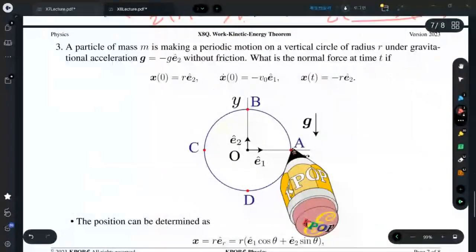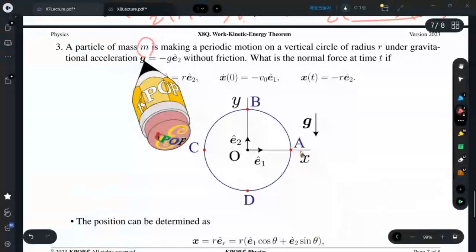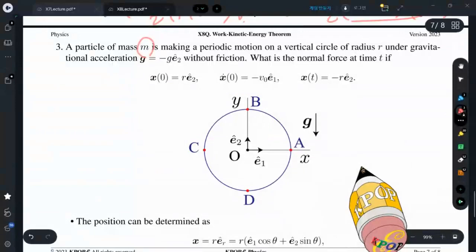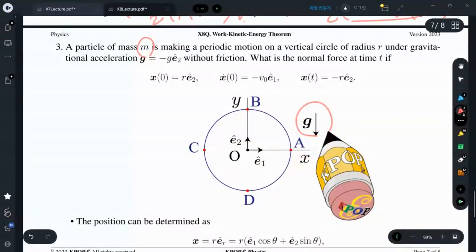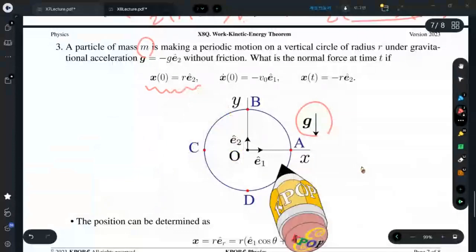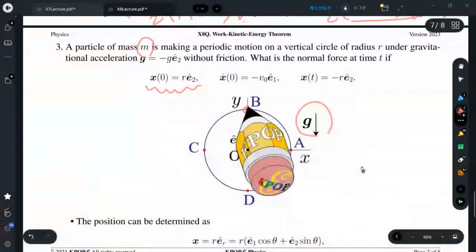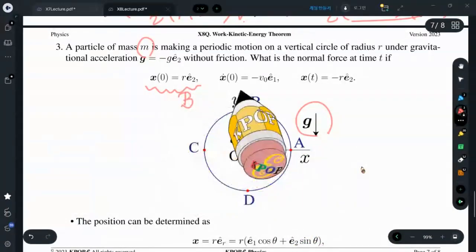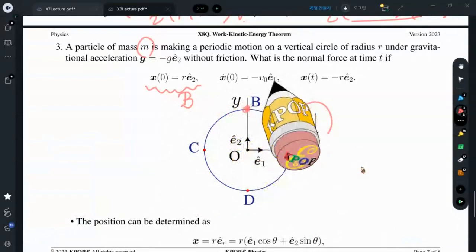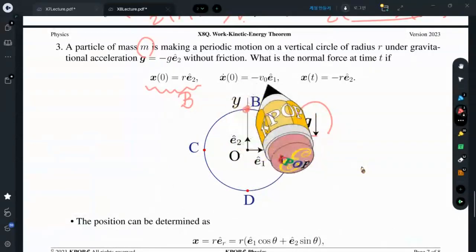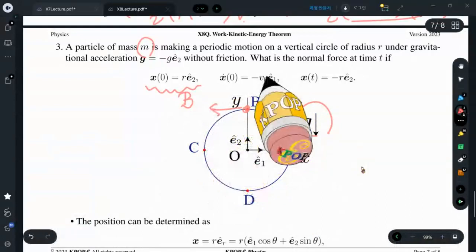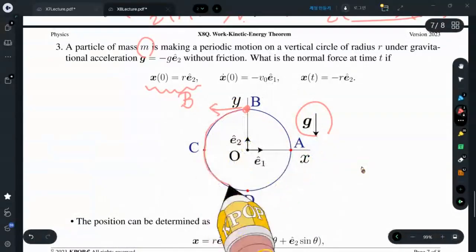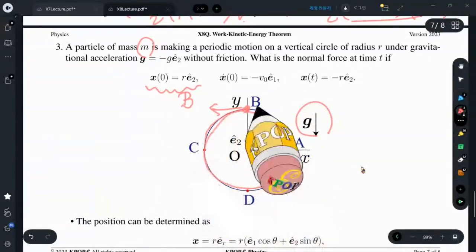The third problem. A particle of mass m is making a periodic motion on a vertical circle of radius r under gravitational acceleration. Initially, the position is here. This is B. At this moment, its velocity is along this direction. The magnitude is this. That means it follows this track forever.